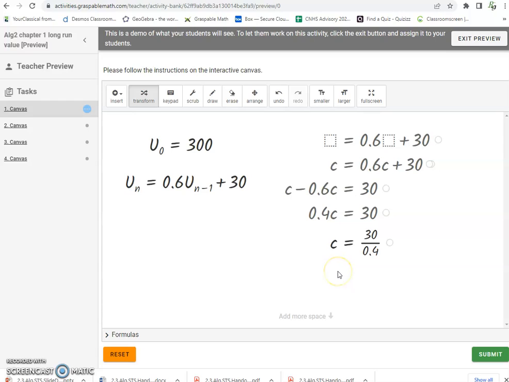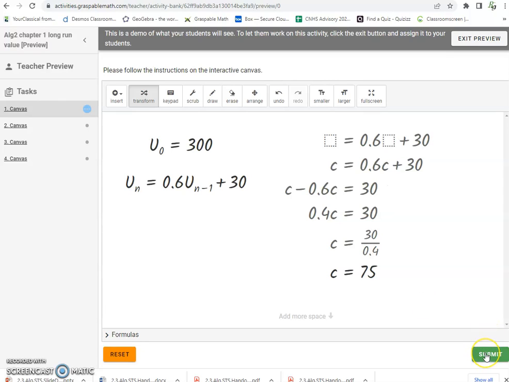To do the division problem, you always have to double click on the fraction bar. So if I double click on it, the answer is 75. So if I would do this problem over and over again, the answer is going to approach 75. So 75 would be considered the long run value or the limit. So our sequence will never get to 75, but it will get extremely close to it.